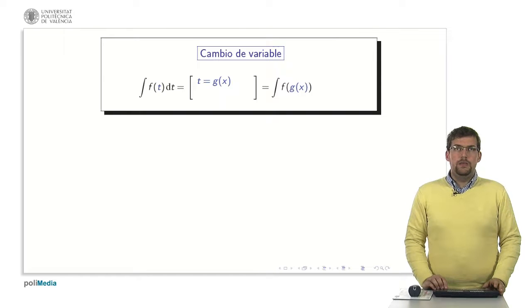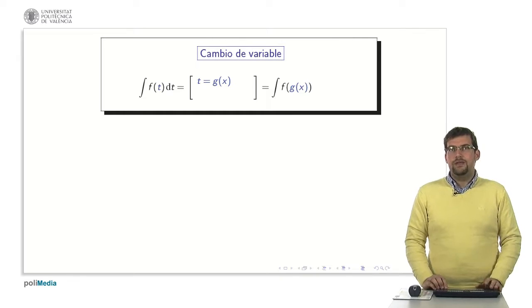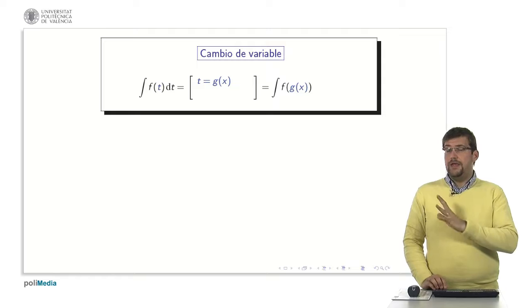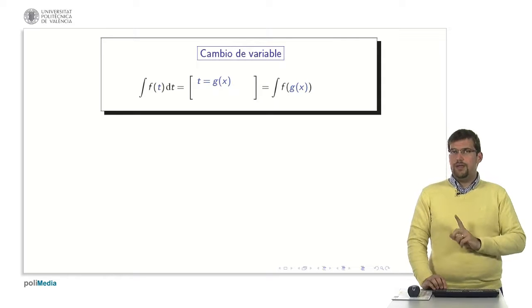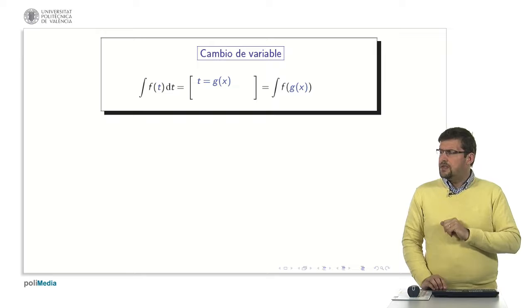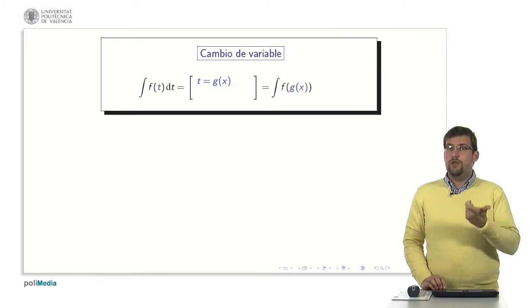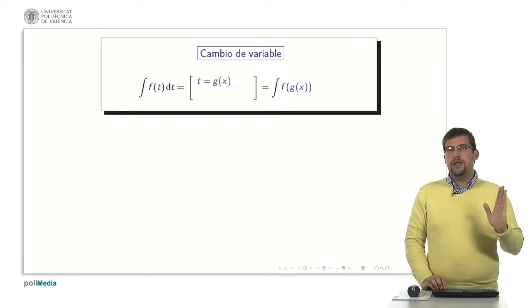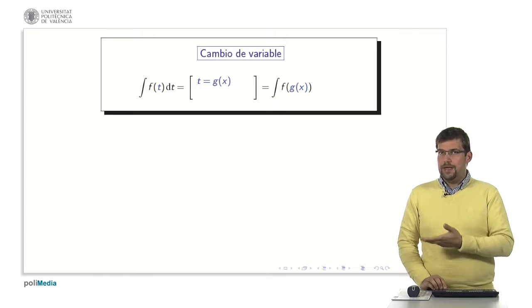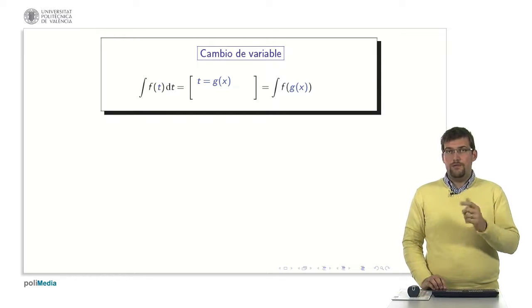Well, we would go back to the integral, where there is a t, we would put the g of x, and now we would have a function, f of g of x, which is a composition and which depends on the variable x. However, we see in the first of the integrals that there is a dt. That dt means that we are integrating with respect to the variable t. If now we want to change and we want to work with the variable x, what we have to do is to transform that dt in one way or another.